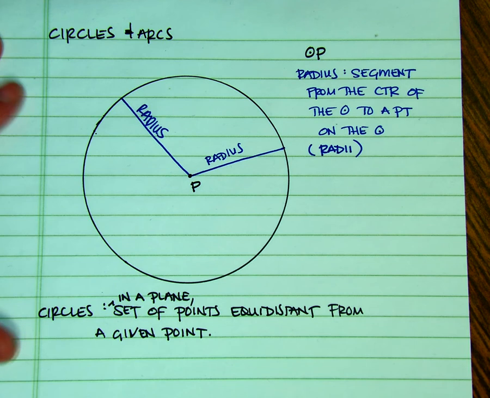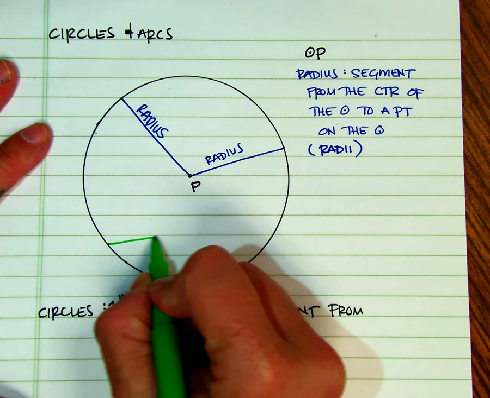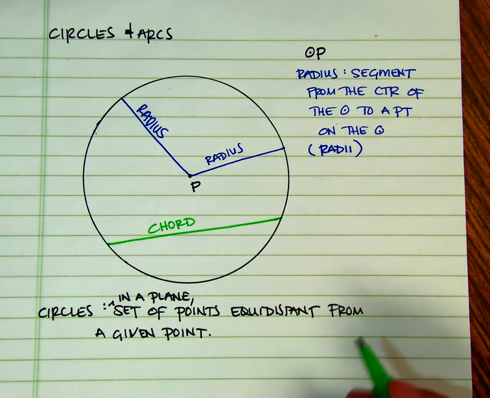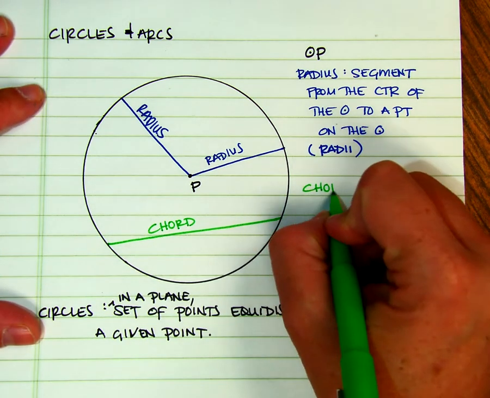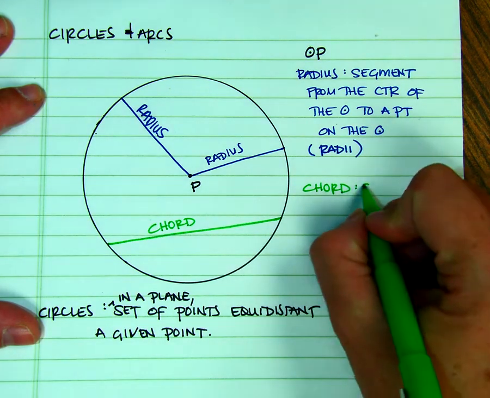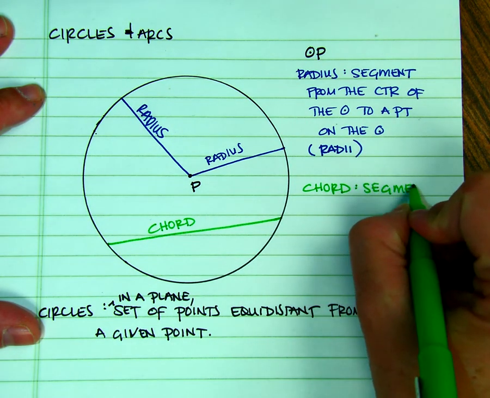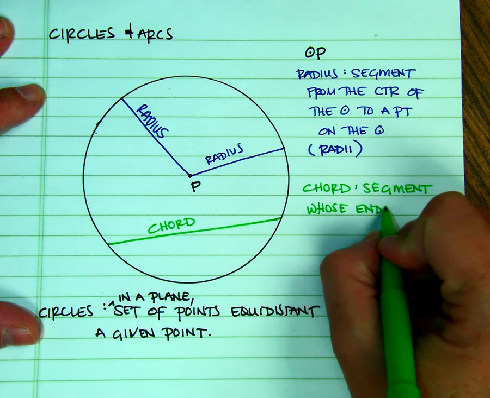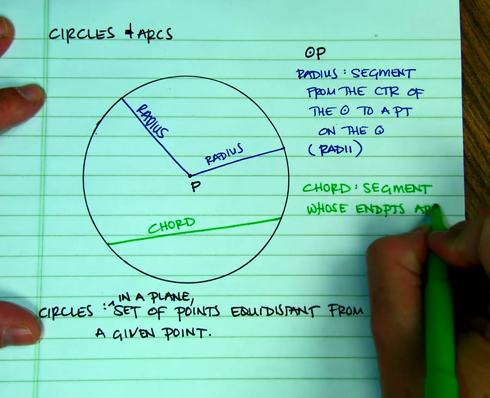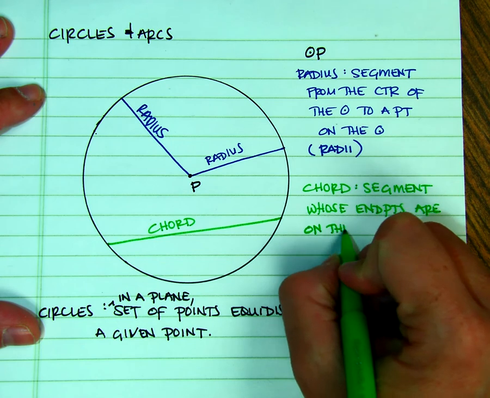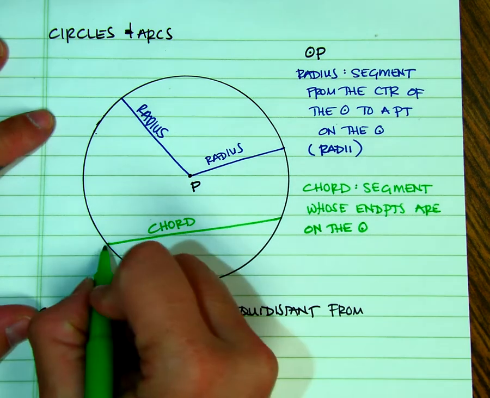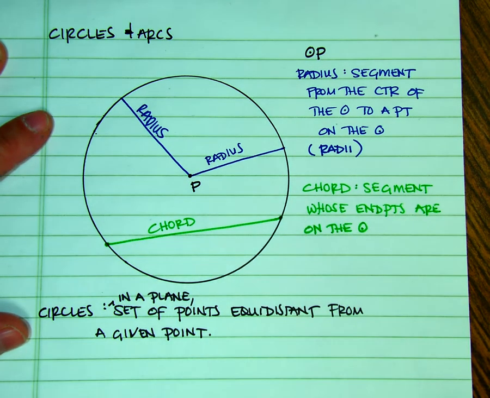If I have a chord, a chord is a segment, you can see the green segment, whose endpoints are on the circle. So we have an endpoint on there and an endpoint there.